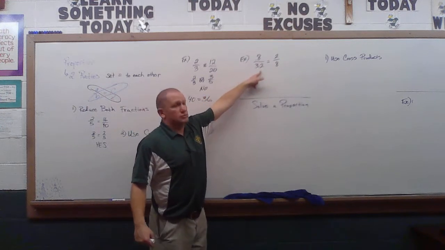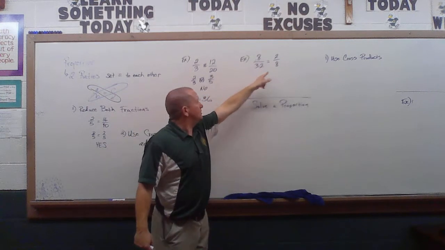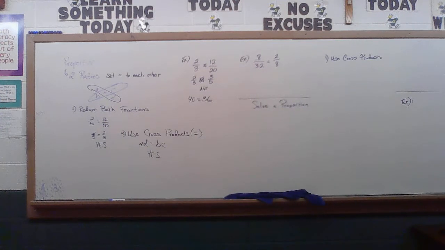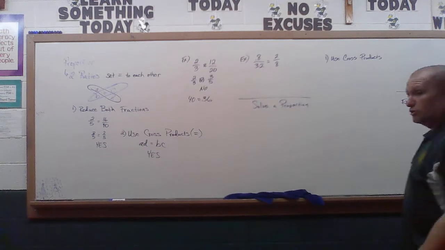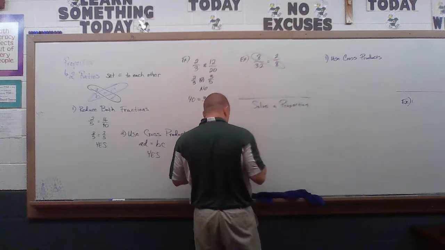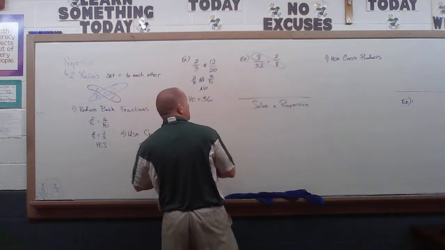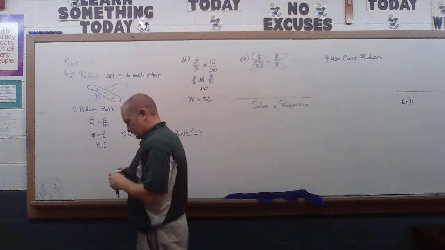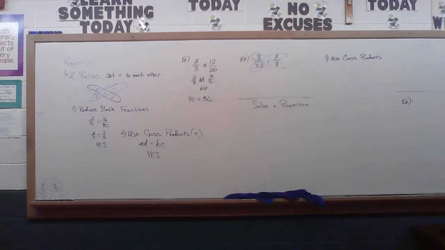Okay? So, try this one right here. If you've got a calculator, use your calculator. Otherwise, you've got to use your melon. So, cross products. Again, this way. Those two together, are they equal to these two together? That's what we're asking. So punch those into your calculator.